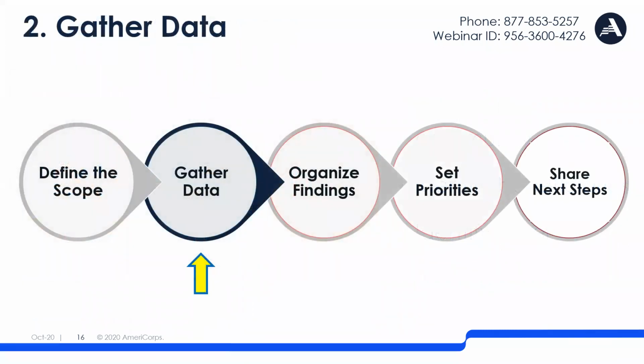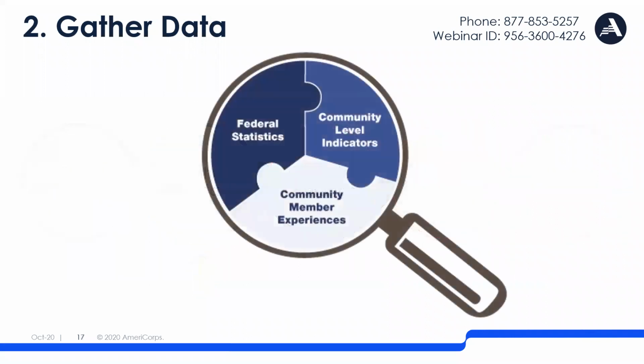Okay, so now that you've defined the scope of your assessment, let's talk about gathering data. Generally speaking, there are three primary ways to gather data for your community assessment. You can source federal statistics, you can collect local indicators, and you can solicit community member personal experiences. So let's go ahead and sort through each of these a little bit more.